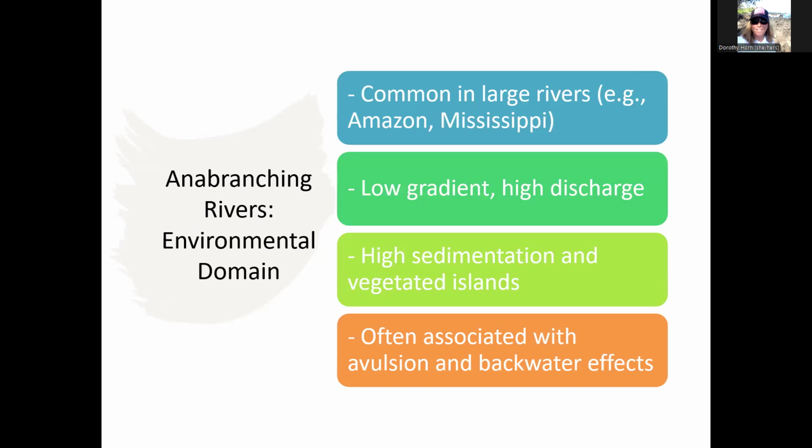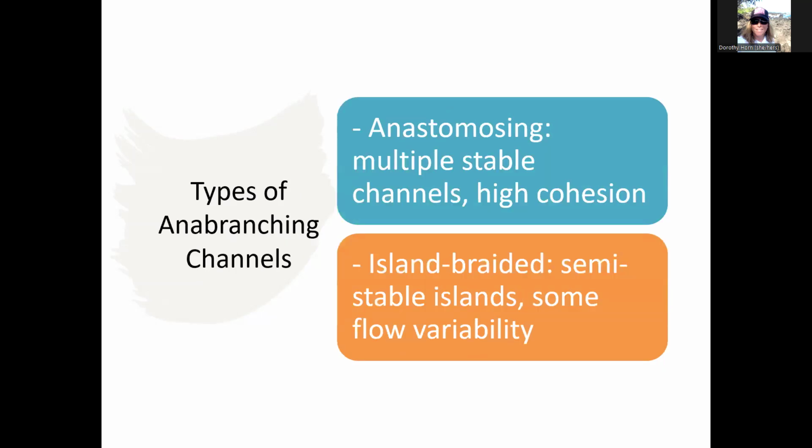And then we have these cool anabranching ones, right? So the Mississippi, even though it's not tropical, is a huge anabranching river, as well as the Amazon, right? There's super low gradient, lots of sedimentation, so lots of deposition. Got lots of little islands, and then you see a lot of avulsion and backwater effects, right? That weird grow back movement because the river keeps branching off and kind of becoming its own little weird network. You have multiple channels with lots of cohesion, and then you get these island braided, which are semi-stable islands. And there's a little bit of flow variability, but not very much.